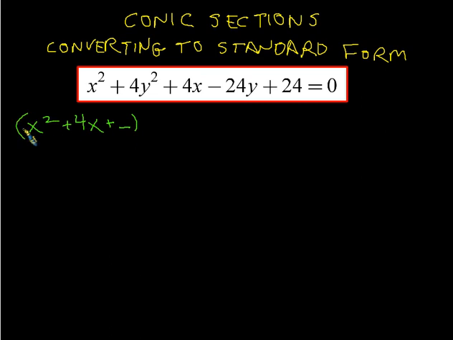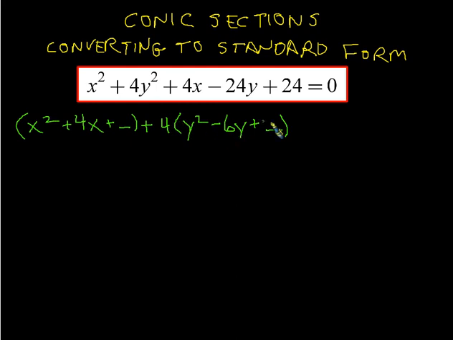And then the other thing, this time I'm going to do something a little different. See the 4y squared and the minus 24y? I'm going to write this as 4 times parentheses y squared minus 6y plus blank. Now, the reason is I factored out a 4 from in front of the y squared. When you're completing the square, you cannot have a number in front of the squared part. And when I factored out the 4, I also factored out the 4 from the negative 24. So that leaves me with 4 times the quantity y squared minus 6y.